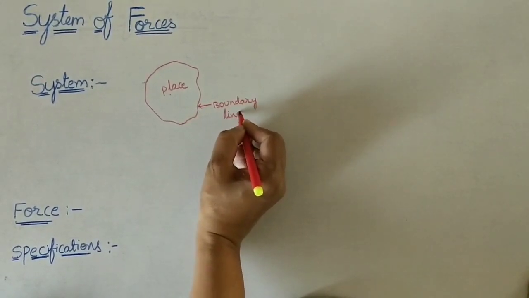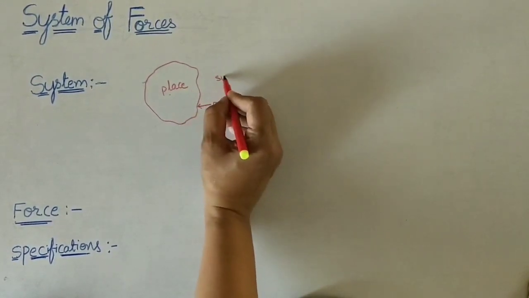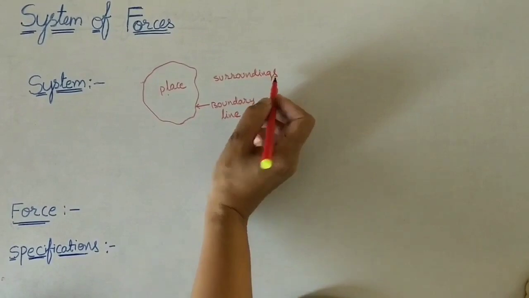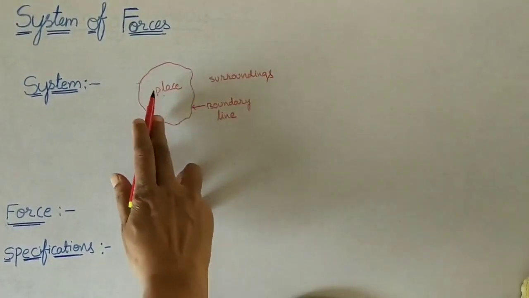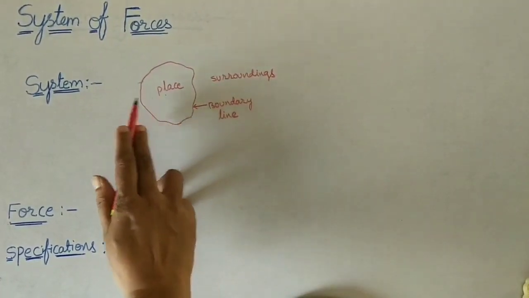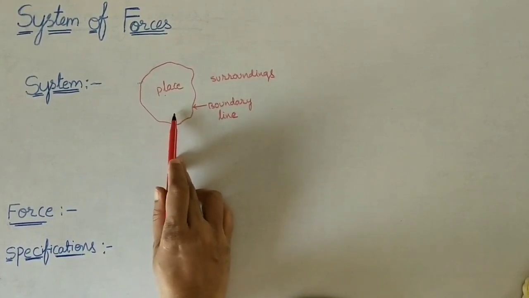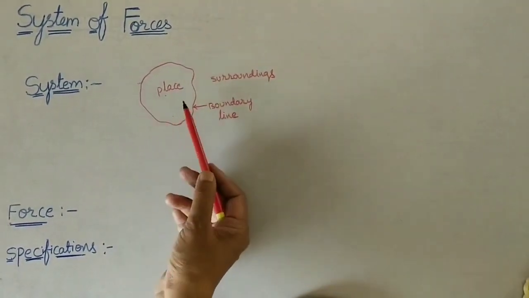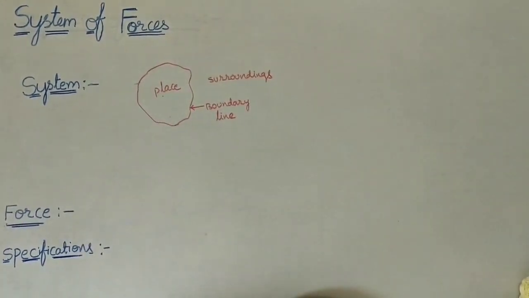Outside the boundary, it is called surroundings. Okay, so if some thermal process is taking place in this space or place, it is called thermal system. If mechanical process is taking place, it is called mechanical system. If some chemical reactions are taking place in this place, it is called chemical system.